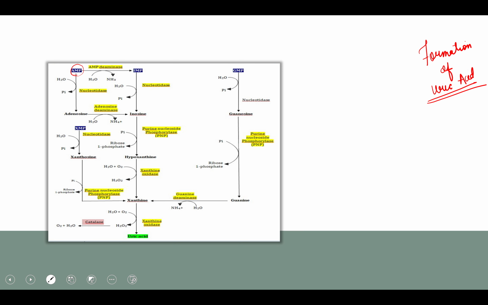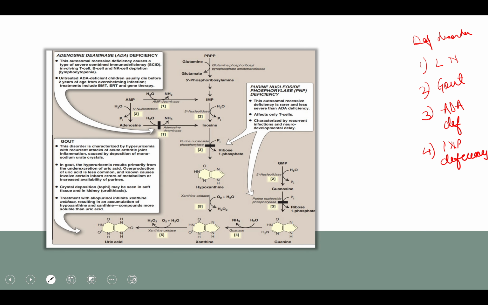Now that we have seen formation of uric acid from monophosphate, now we'll look into the deficiency disorders involved in the purine metabolism. One is Lesch-Nyhan, which is from the salvage pathway, HGPRT deficiency. Second is gout, which is characterized by hyperuricemia. Third is ADA deficiency, which is because of adenosine deaminase deficiency. Fourth is PNP deficiency, which is because of purine nucleoside phosphorylase deficiency. These two disorders are autosomal recessive disorders.